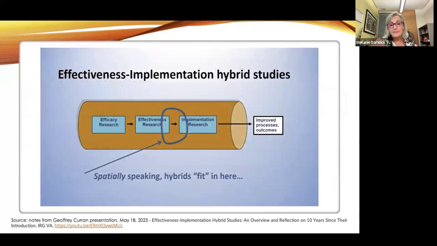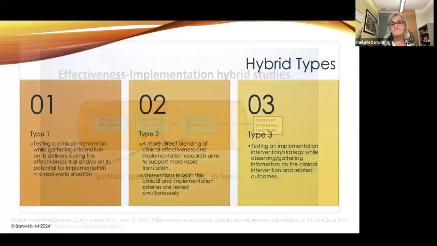So it exists in this little pocket. That's where hybrid studies are.